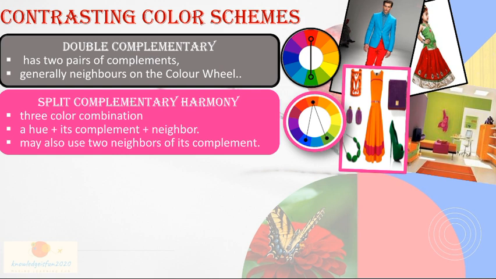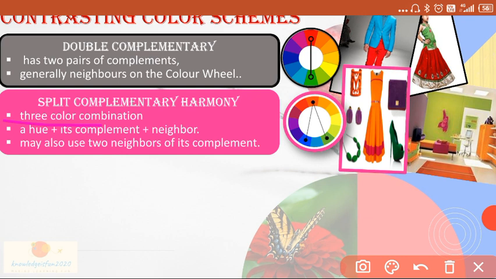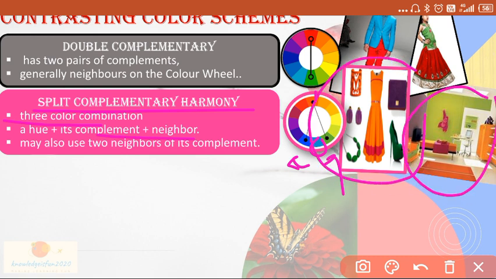Then we have split complementary. To reduce the shocking effect, you have split complementary. This is a combination of 3 colors, a hue, its complement and its neighbor. So here opposite orange you have blue. We omit the blue color. We will not take it but will take its neighbors. So you go to your friend's house and leave the friend, and meet the neighbors. This is split complementary color scheme as is visible in these pictures.